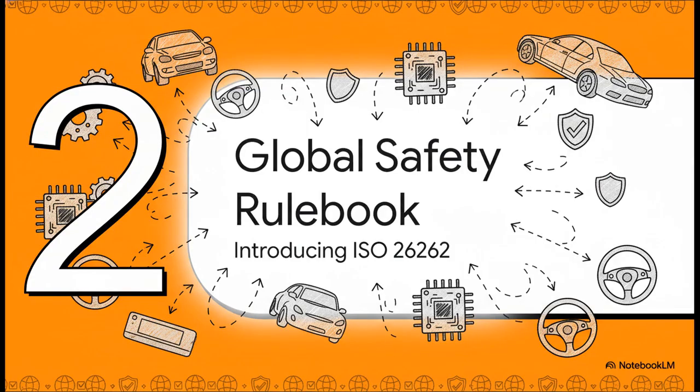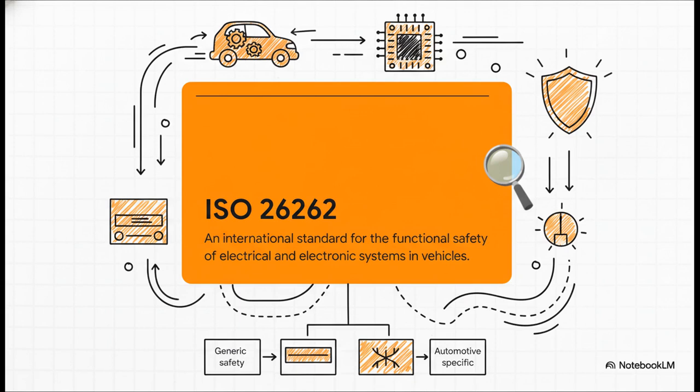So, you've got this huge global industry. We're talking giant car companies, tiny part suppliers, everybody in between. How do they all get on the same page to tackle this problem? Well, that's where the Global Safety Rulebook comes in. And that rulebook is ISO 26262. It's an international standard for what's called functional safety. And that's just a fancy way of saying, let's make sure the electronics in our cars do what they're supposed to do and don't create any crazy risks. It's actually adapted from a more general safety standard, but this one is built specifically for the car world.